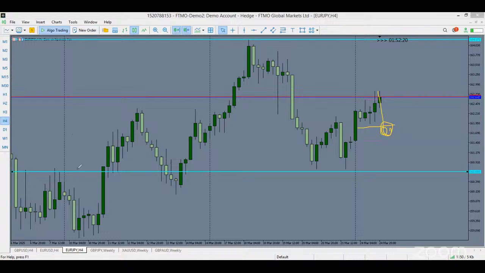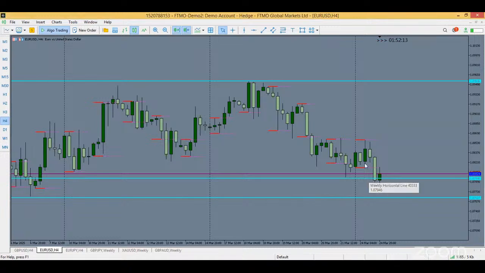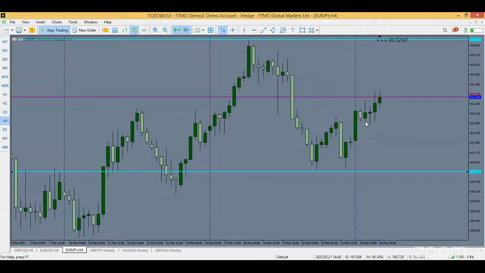So that's like a divergence. If you are looking at Euro USD, it's looking very bearish. Meanwhile, Euro Yen is looking quite bullish, right? So just be aware, sometimes the correlation does not work that much.